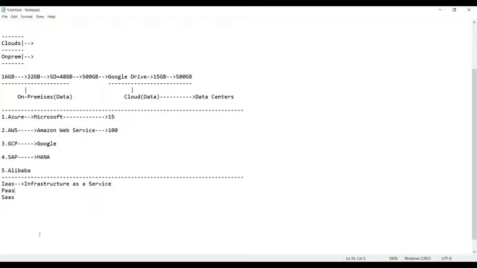And what do you mean by PaaS? Platform as a service. And then the third one, SaaS, stands for software as a service. That means, can you see here, they have provided their services in three different categories.